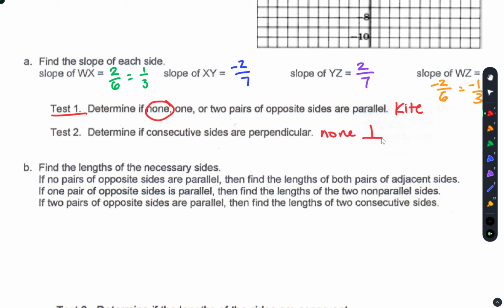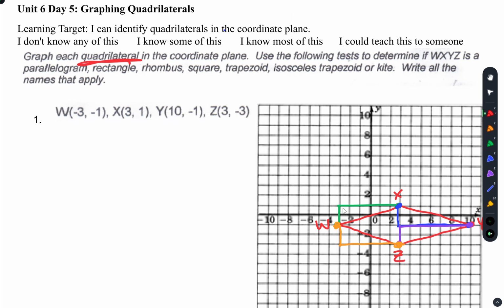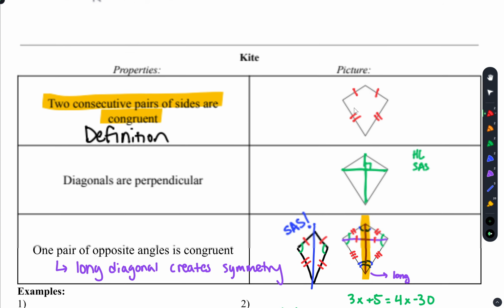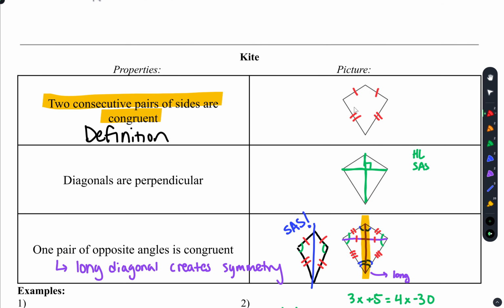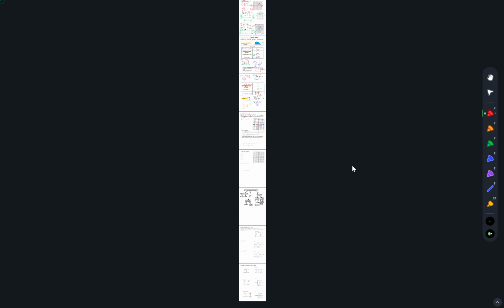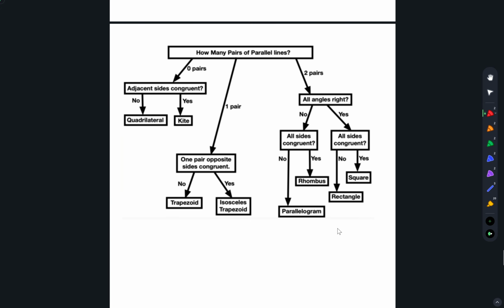That's my first test. Now, here's where I gotta go back to my definition of kites. So you might want to go back in your notes a little bit. This is just one page I'm going here. Here's my kite. And then I've been highlighting these definitions for you so that we can really easily tell what do we need to prove to make sure that this is a kite? To make sure that this is a kite, by definition, I need to know, are those two consecutive pairs of sides congruent? That's its definition. It's also here in this tree.